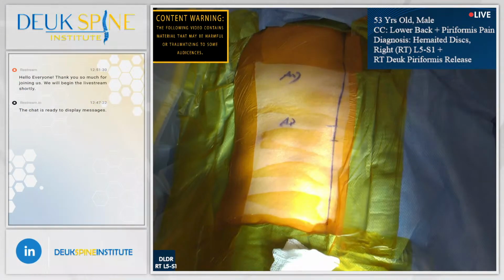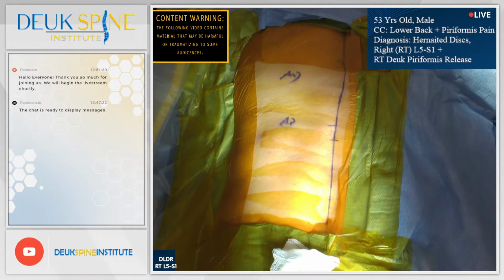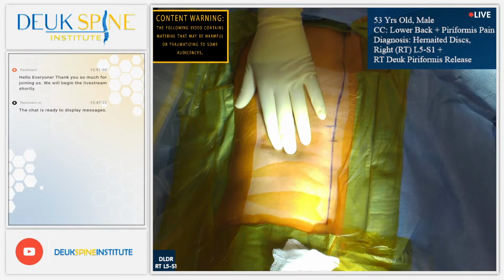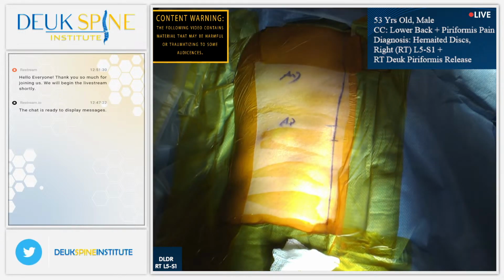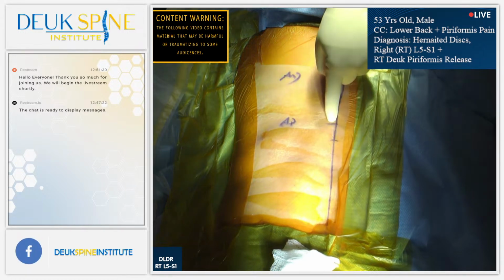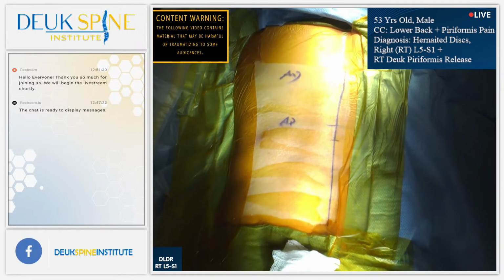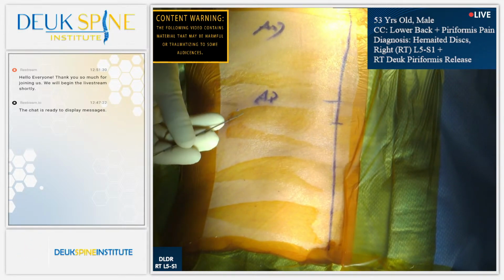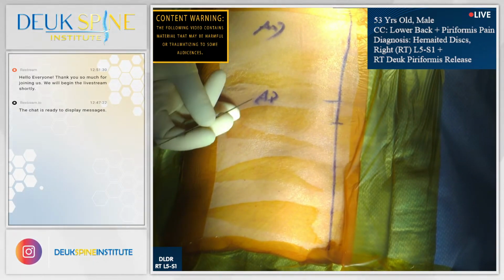I'm Dr. Deuk at the Deuk Spine Institute here in Florida. Our patient travels here from the other side of the state, and he had surgery already done at a place called Biospine. You can see the incision there. They did a laminectomy without removing his herniation, and he's now here to have the right surgery done.